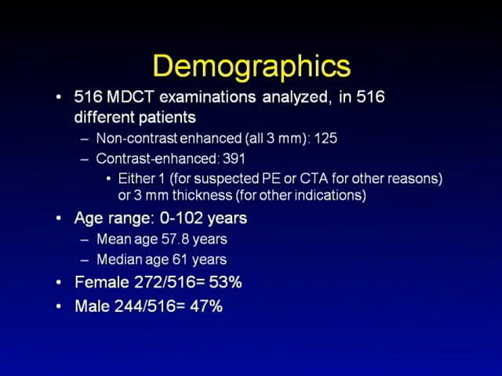So these studies were done in 516 different patients, all of which were done at our institution. 391 of these were contrast-enhanced CTs, which were done at either 1 or 3 millimeter thicknesses, and the remaining 125 were done at 3 millimeter thicknesses, all of which were non-enhanced. Our patient age range was between 3 months and 102 years, with a mean age of 57.8 years. 53% of the population of our studies were females, and the remaining 47% males.